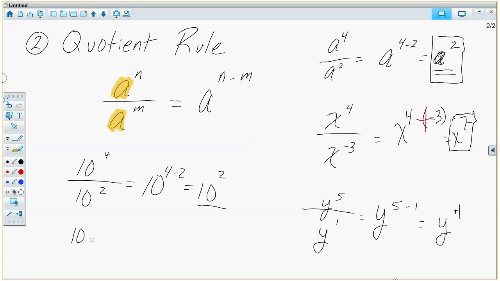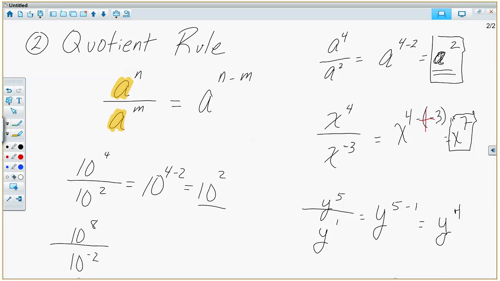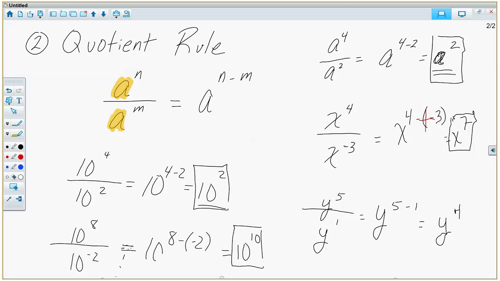10 to the 8th over 10 to the negative 2. What is that? 10 to the 8 minus what? Negative 2, which is equal to 10 to the what? 10 to the 10. Now, do y'all notice how I did each one of those? I wrote everything out. When y'all start skipping those steps, that's when y'all start messing up. Okay? Pretty simple.